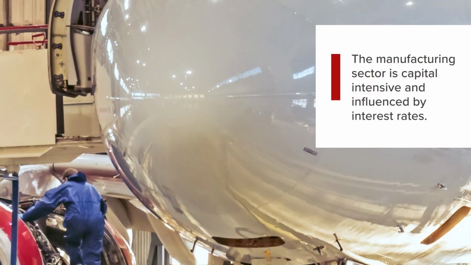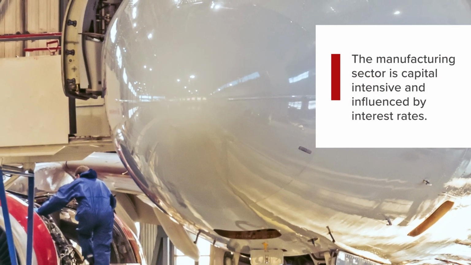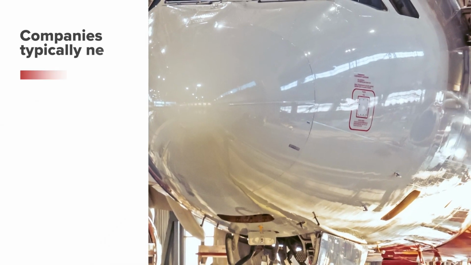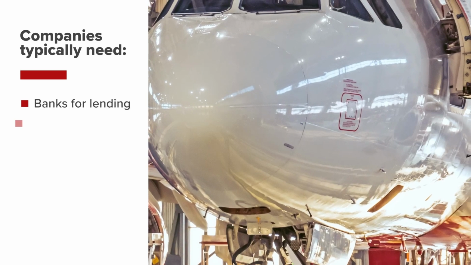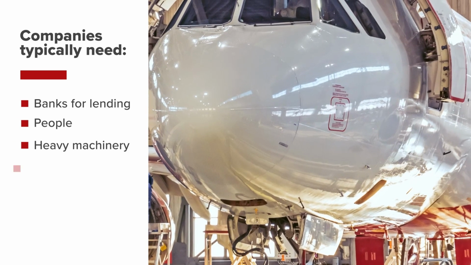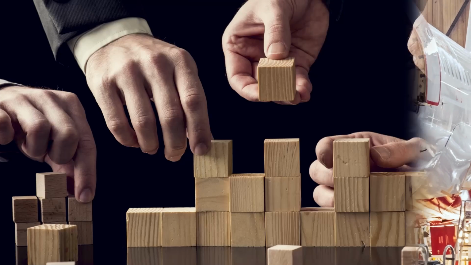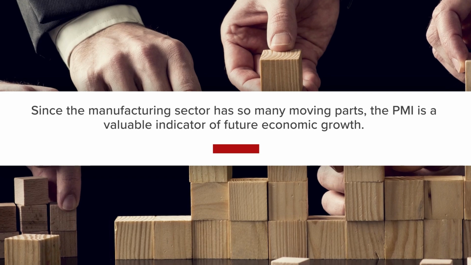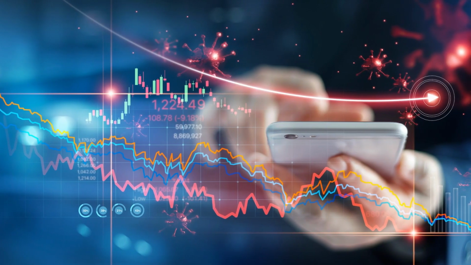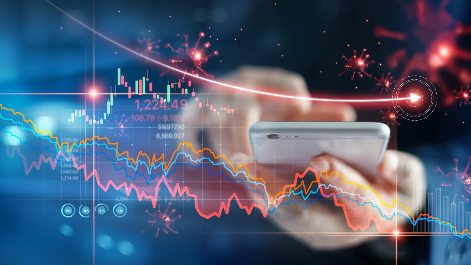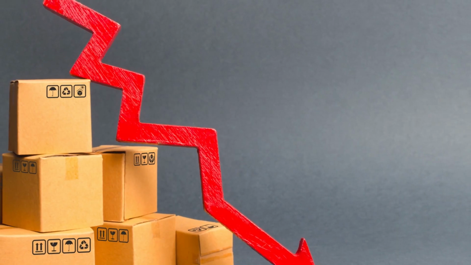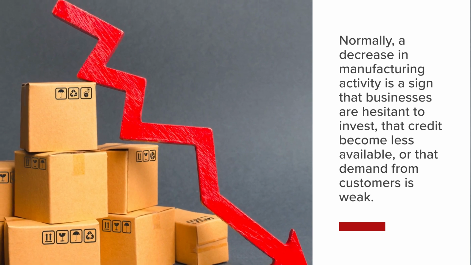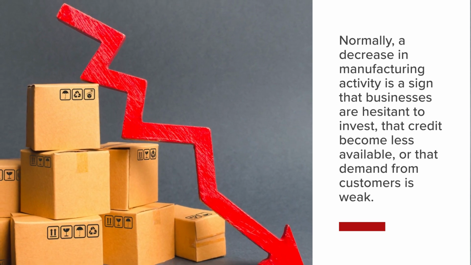The manufacturing sector, which is capital intensive and influenced greatly by interest rates, requires the coordination of many moving parts in the economy. Often, banks are needed to lend money, people, and heavy machinery for labor and real estate for space. Since the manufacturing sector has so many moving parts, the PMI is a valuable indicator of future economic growth. Whenever a component of the manufacturing sector shows fragility, that often indicates deeper economic weakness. Normally, a decrease in manufacturing activity is a sign that businesses are hesitant to invest, that credit becomes less available, or that demand from customers is weak.